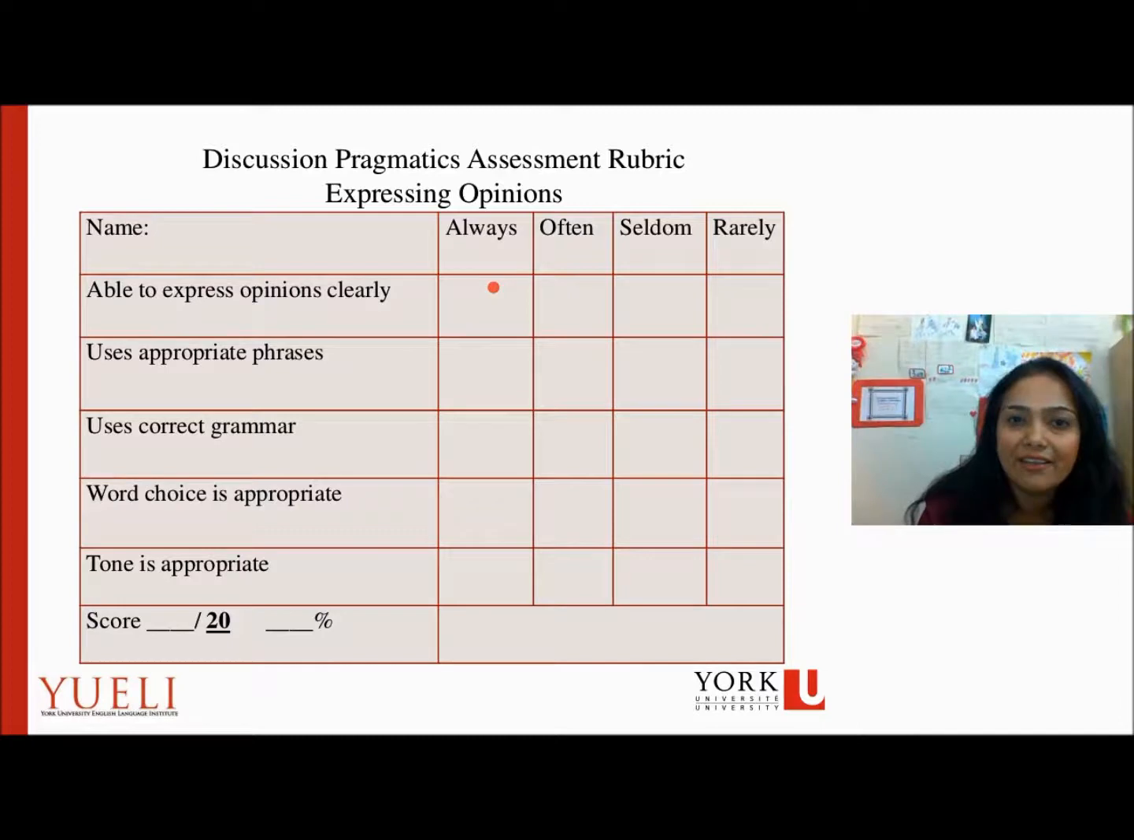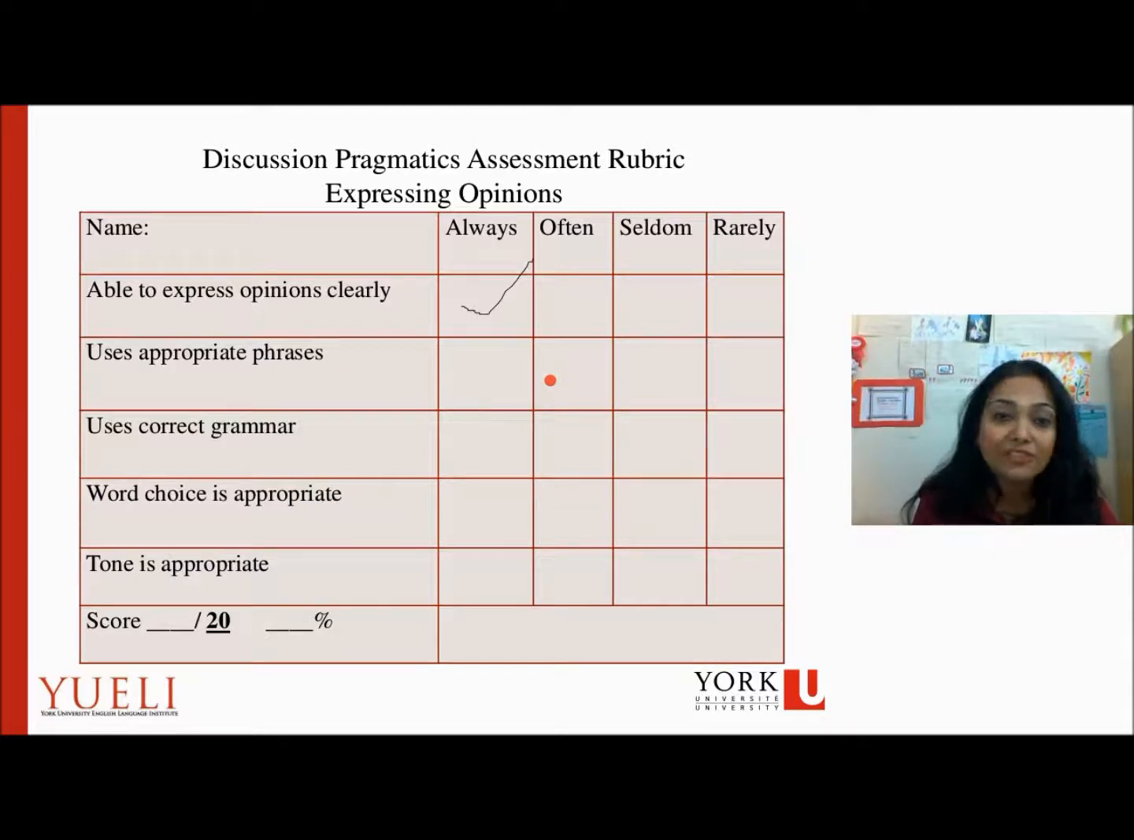So all I have to do is, if someone is able to express clearly, then I just put a check mark here, for example, under able to express opinions clearly. So all I need to do is put a little check mark here. If it is an always, I put a little check mark here. If it is an often, then here.